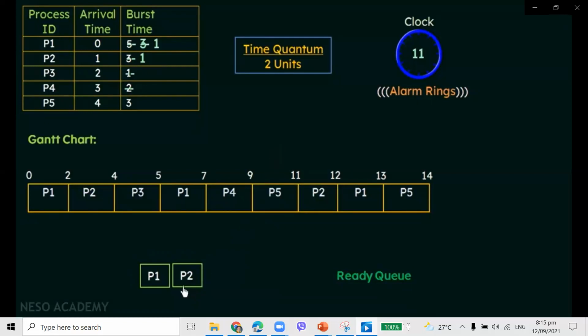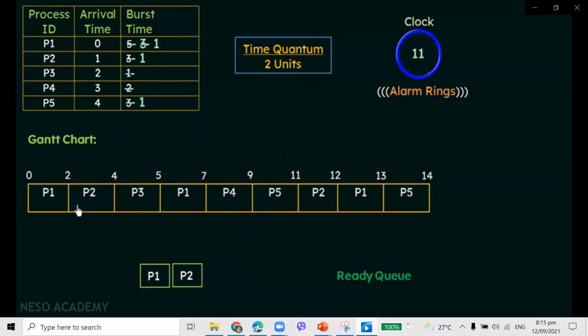It is P2, which is at the head of the ready queue. Now P5, did it complete its execution? No, because the burst time of P5 was 3 units of time and it has only executed for 2 units. So there is a remaining of 1 unit that P5 has to execute later on.